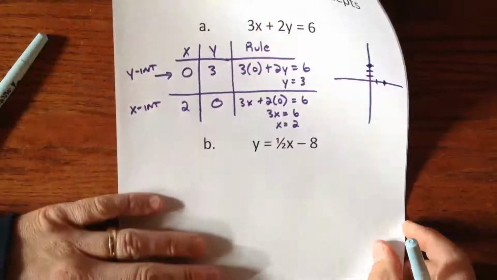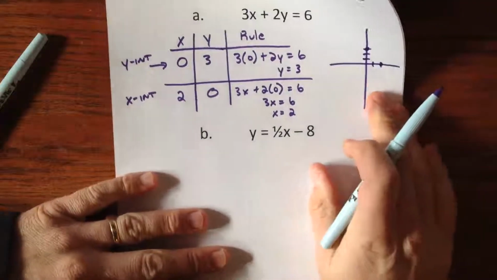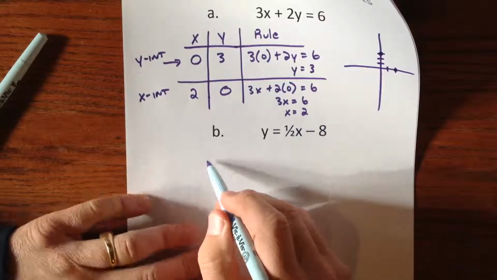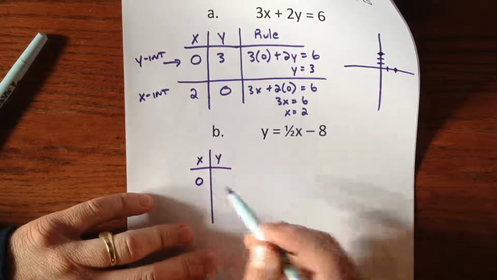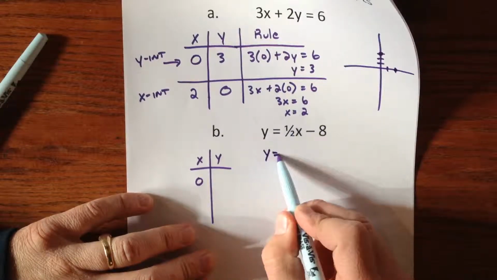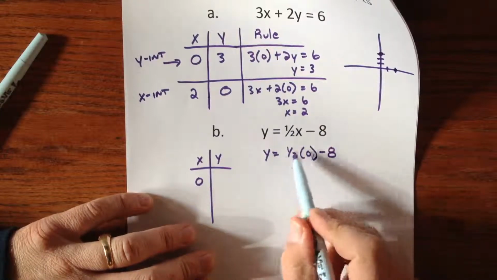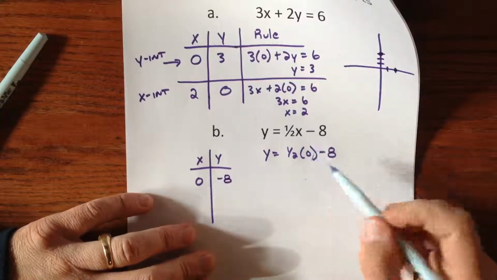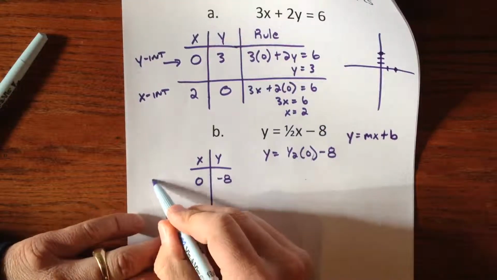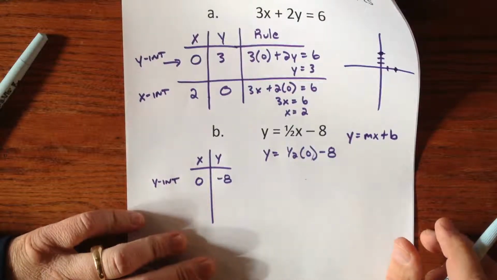Now, this one is set up in slope intercept form. If you remember, you can do the same thing: you can still plug in 0 for y, or 0 for x, and 0 times a half is 0, minus 8 is negative 8. But you've also learned y equals mx plus b, and we look right there for the y-intercept. So that's my y-intercept. Okay, so how am I going to find the x-intercept?